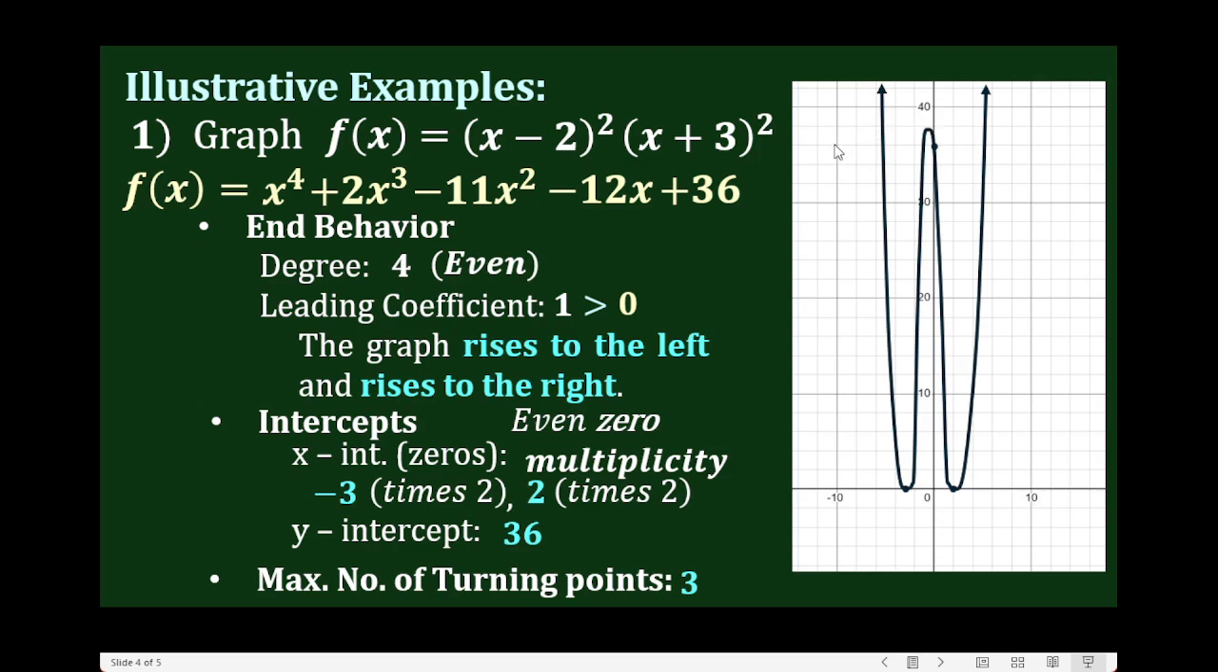And obviously, the graph that we have just drawn is in the shape of the letter W. So this is your graph.